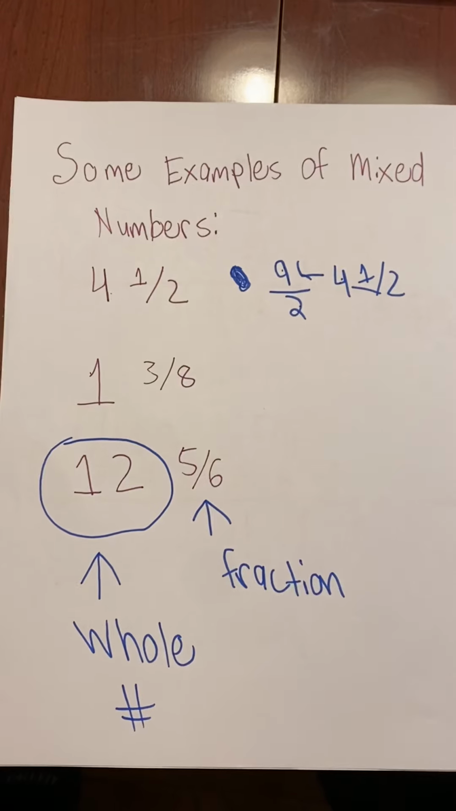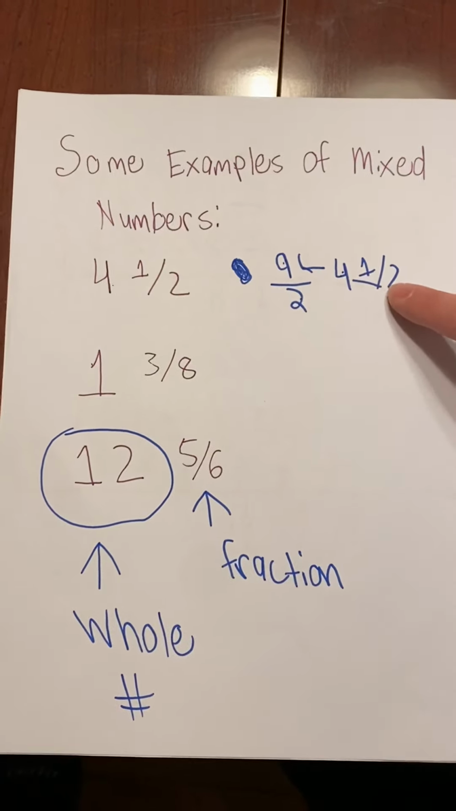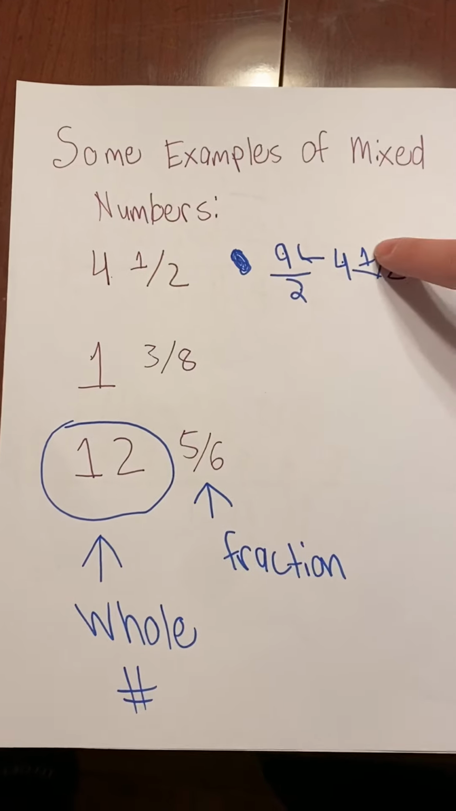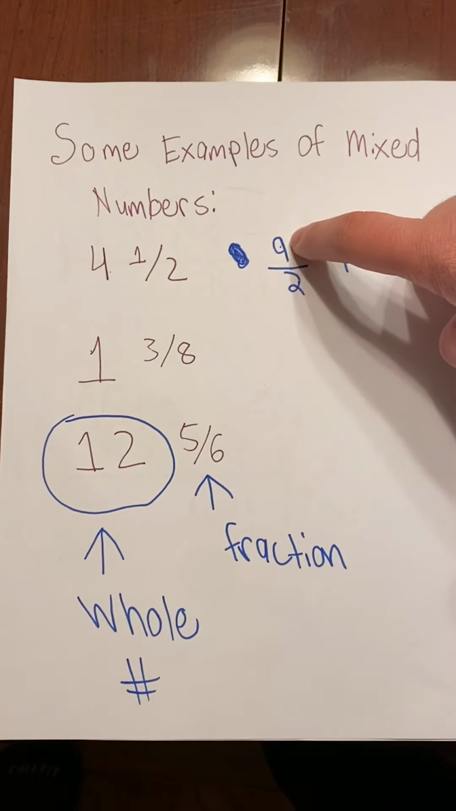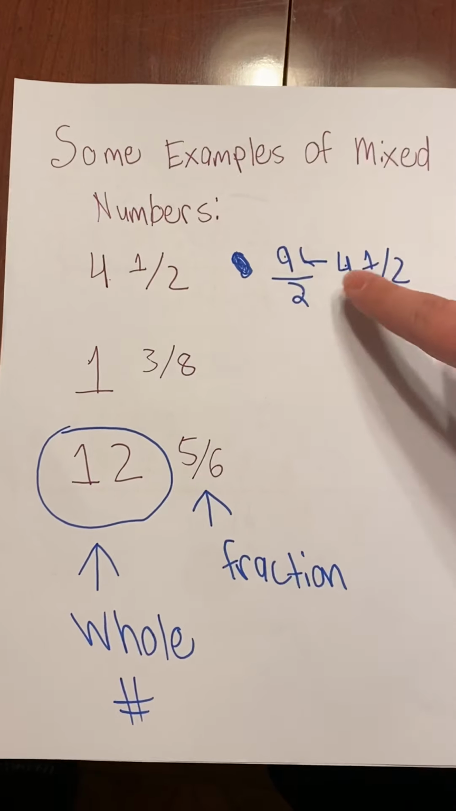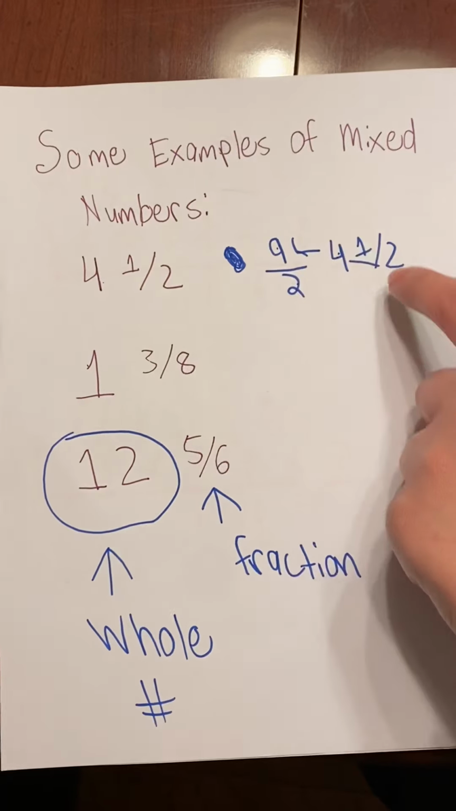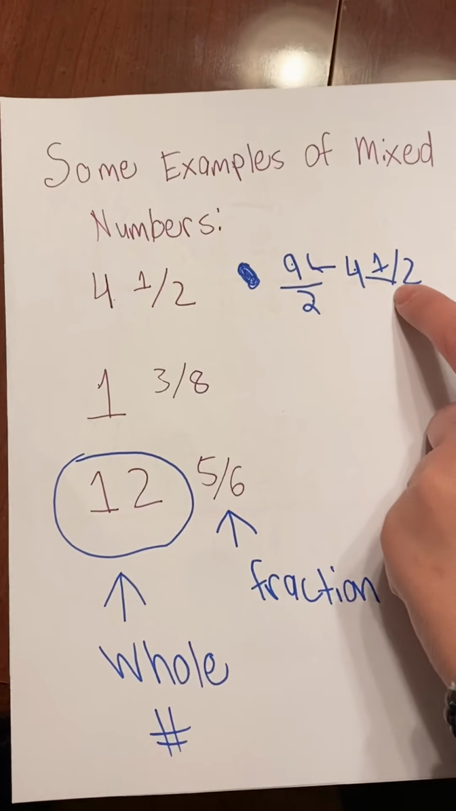So how did I find out that was the right mixed number? You could do this: 4 times 2 is 8, plus 1, the numerator, is 9 over 2. Or you can divide 9 over 2 to get 4 1/2. So that's the mixed number. That's the improper fraction and that's what it looks like as a mixed number.